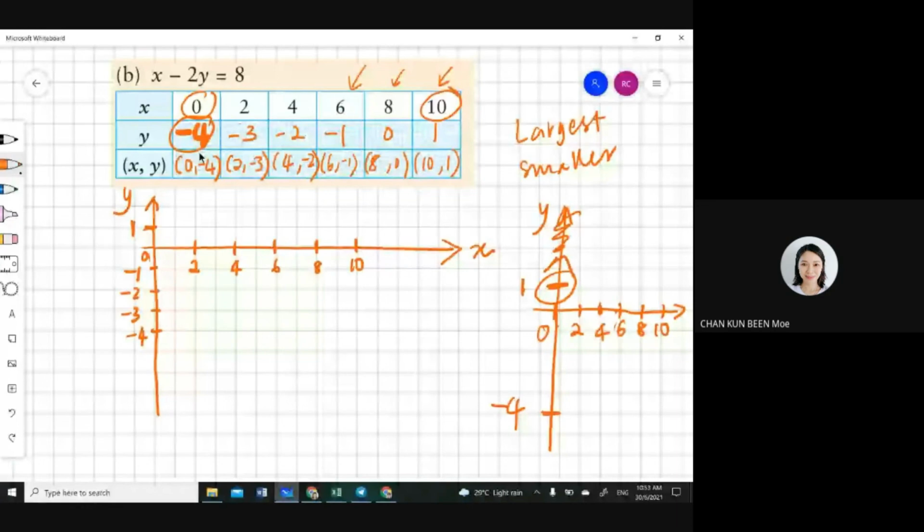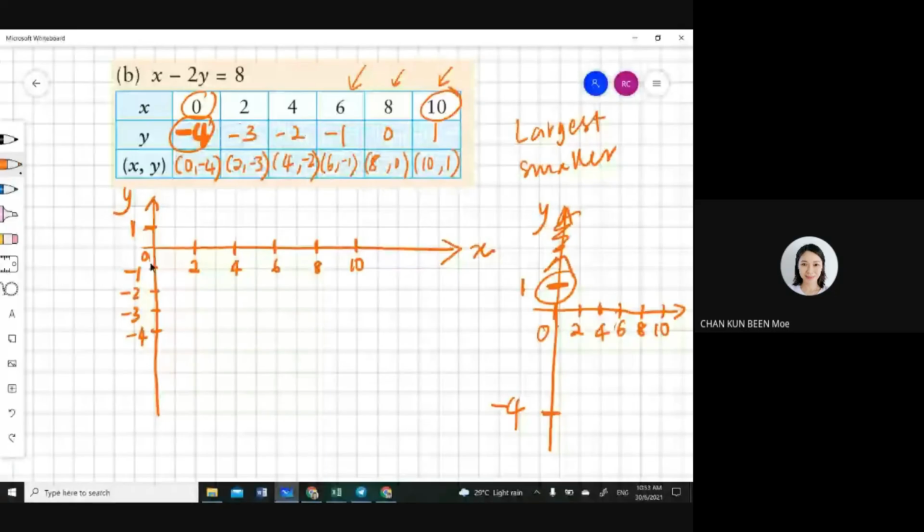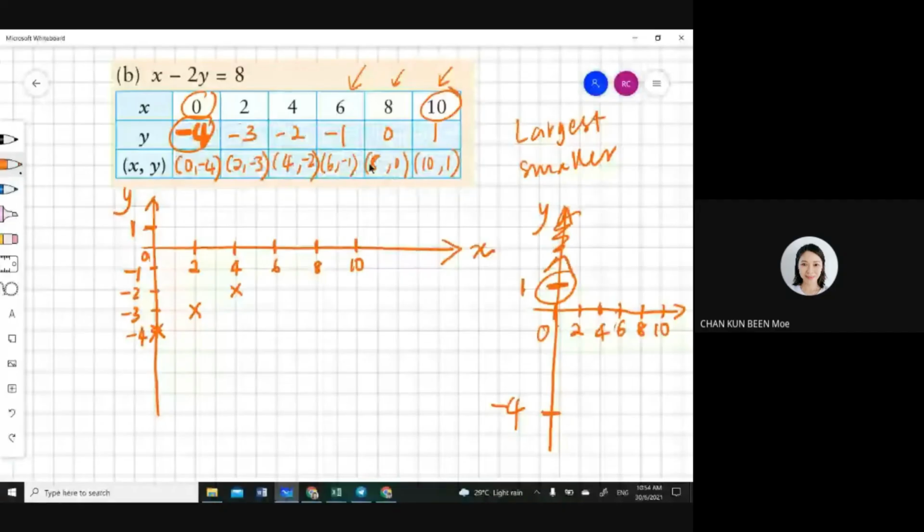Can you see 0, 1, 2? So this is 0. -4 is where? -4 is here. So it is on the line. Okay, I'm going to mark it here. And then we are going to mark the second point, 2, -3. So 2, -3 is down here, this point. After that, 4, -2. So 4, -2 is here. You keep marking it until you finish everything. 6, -1. This is 6, -1 is here.